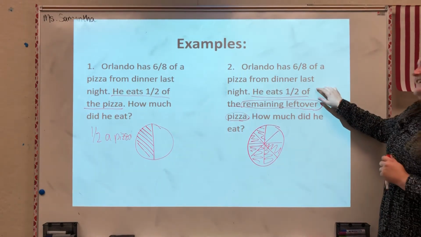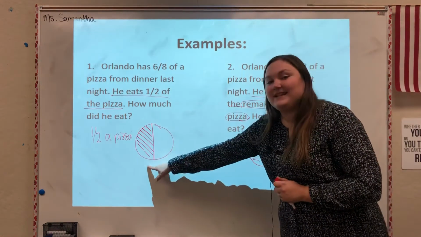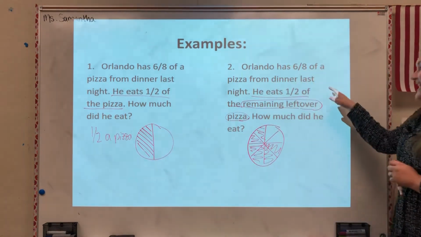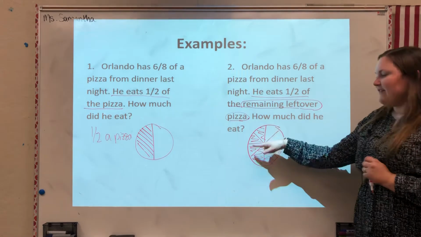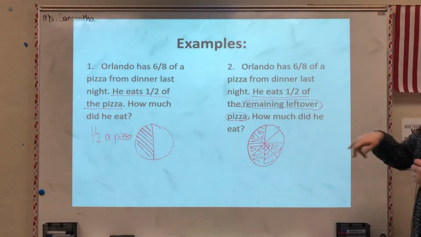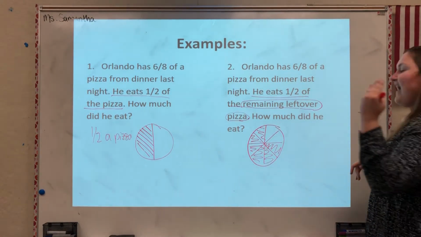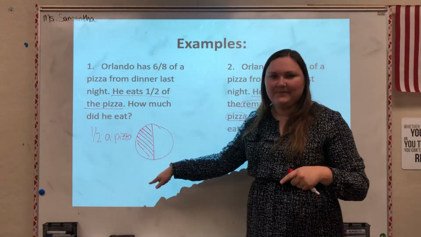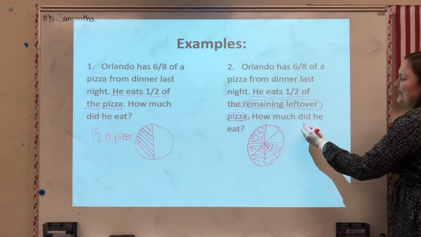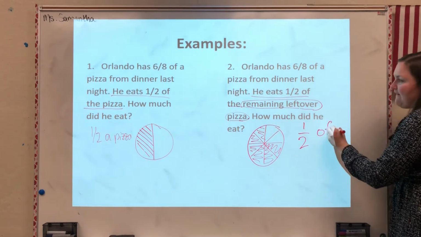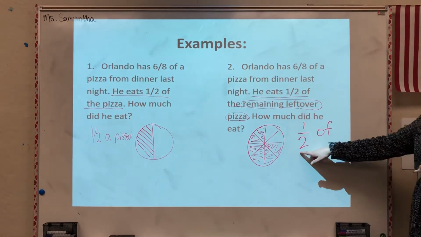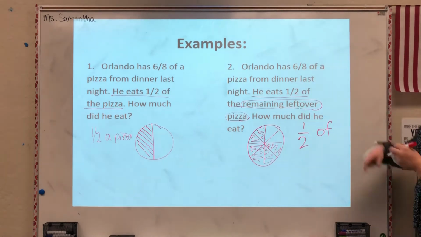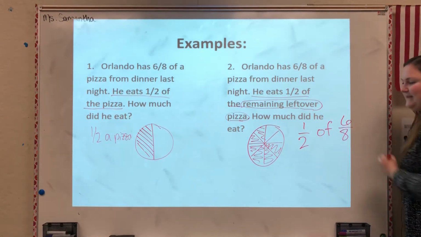This sentence here isn't saying he ate half a pizza. It's not saying this. It's saying he ate half of that remaining pizza. That red part he's looking at, he ate half of that. That is not the same thing as half of a pizza. What he ate here is he ate half of that leftover pizza. He ate half of the 6/8 of the pizza.